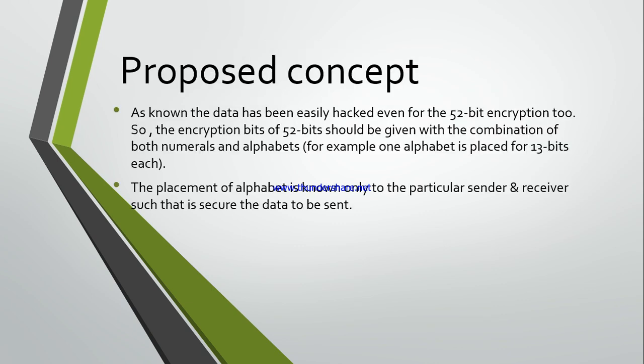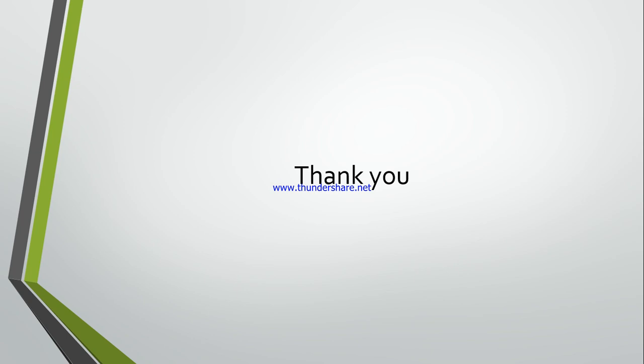In the proposed concept, the data has been easily hacked even with bit encryption, so the encryption bits should be given as a combination of both numerals and alphabets. For example, one alphabet is placed into 13 bits each. The placement of the alphabet is known only to the particular sender and receiver, such that the data to be sent is secure.